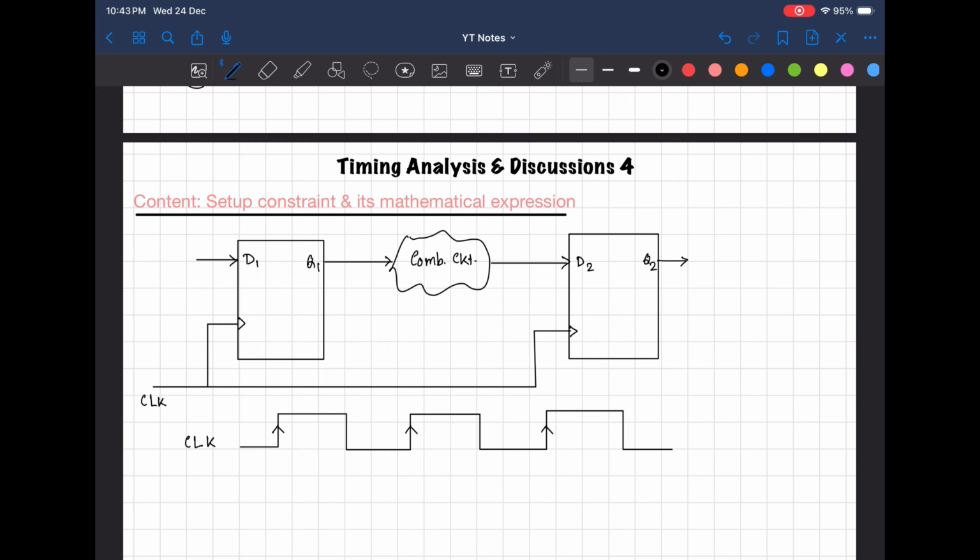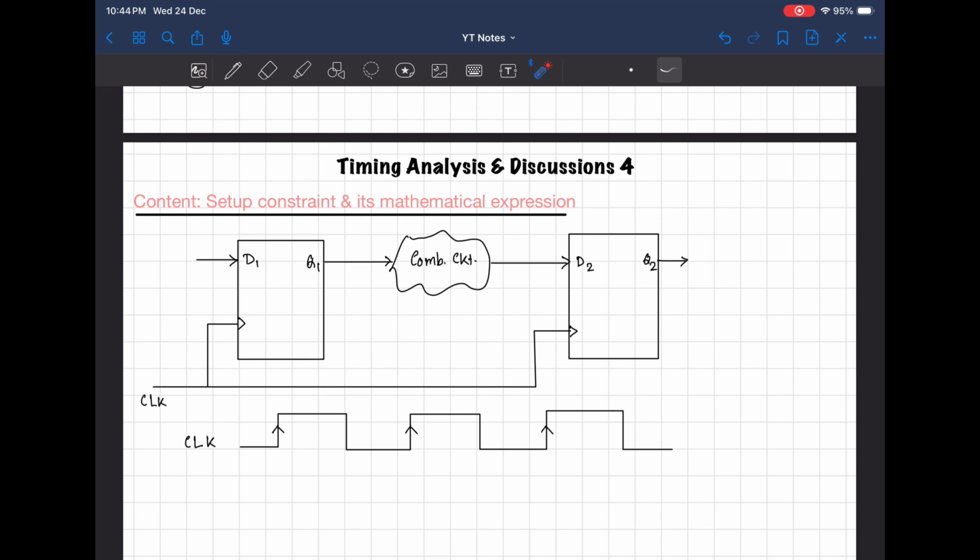In this lecture, I try to cover one of the most important constraints, which is the setup constraint and its mathematical expression. Before going deep into this topic, in the last three lectures we saw how timing works and the timing definitions related to basic timing analysis. In the last lecture, I discussed static timing analysis and dynamic timing analysis.